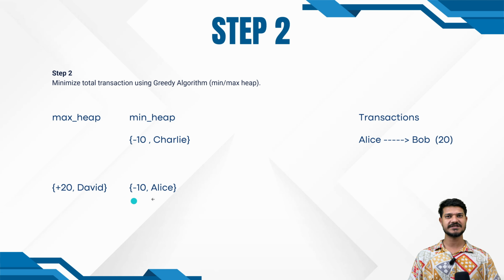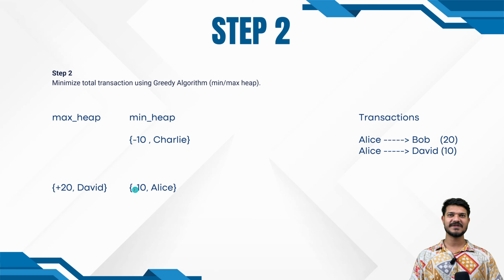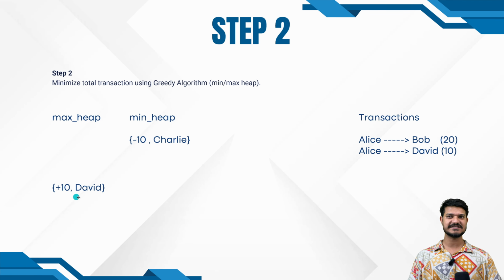Now again pick the top of the max and min heap. We have plus 20 David and minus 10 Alice. Again, what is the minimum of 10 and 20? It is 10, so Alice will make a transaction of 10 to David. My bad, it was David, not Bob. So Alice to David 10, right? Since Alice has paid everything, we'll remove this one and David will be left with 10 credit. Alice is gone because Alice has paid completely whatever debt she had. Now just add David back to the max heap.